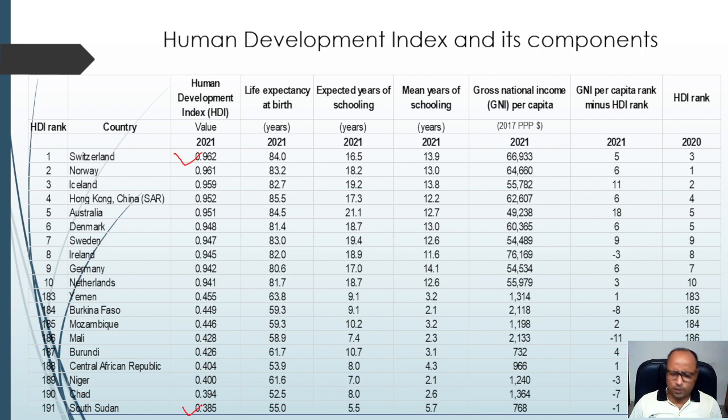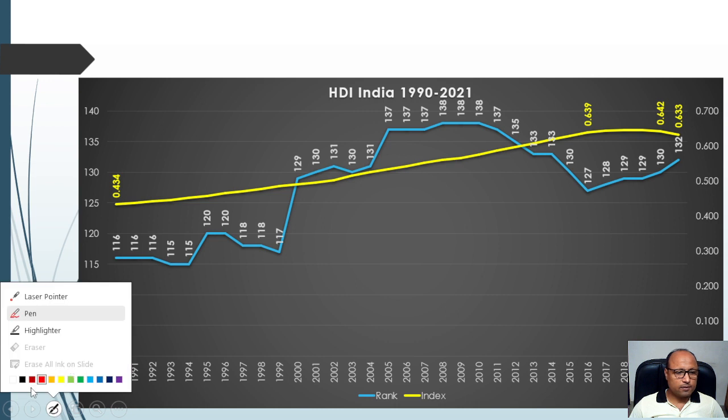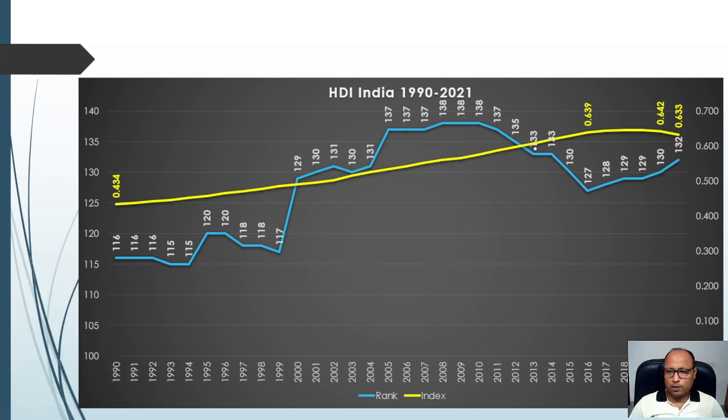Something that we have covered, just for reference, we are doing this part. We discussed the HDI rank since 1990 to 2021, and the yellow line indicates the HDI index value. So from 0.434, India reached 0.642. So since 1990 to 2021, the HDI index for India has been improving. There has been a slight decline, especially after 2016, and the major decline is observed during the COVID period.